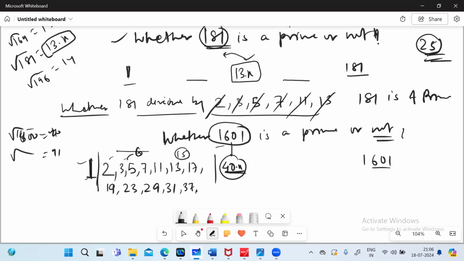Okay. So if any of these numbers divides 1601, then I'll have a pair of factors. Now, since I have already done this question and already checked 1601, 1601 is a prime number. So this is how you check a prime number.